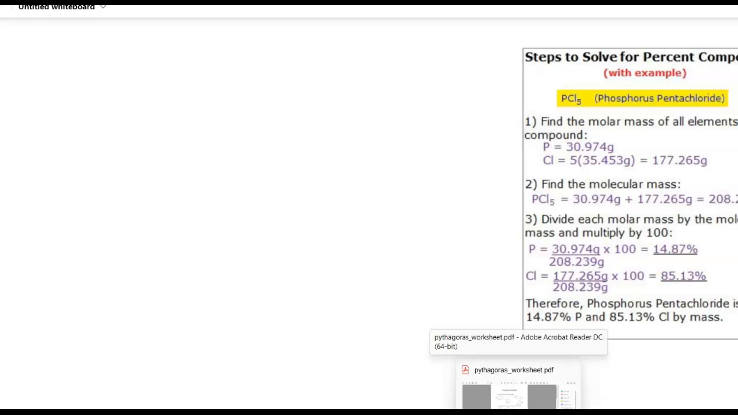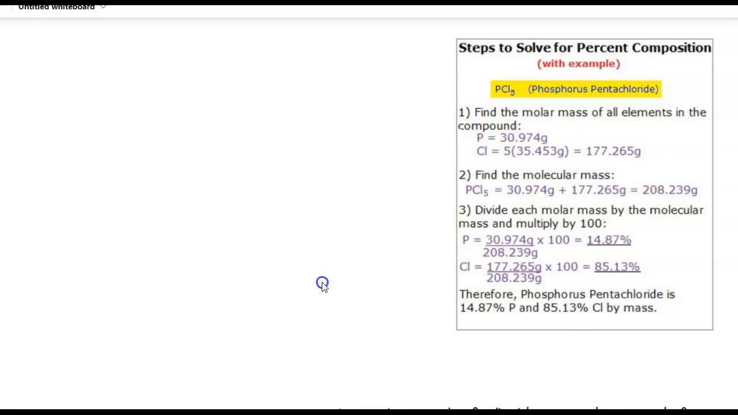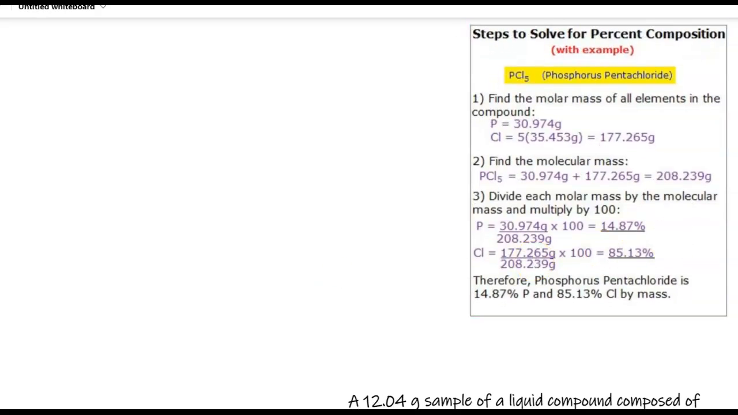Well, hello everybody. It's me again, and this will be Tuesday's lesson for AP Chemistry. We're going to be talking about percent composition.